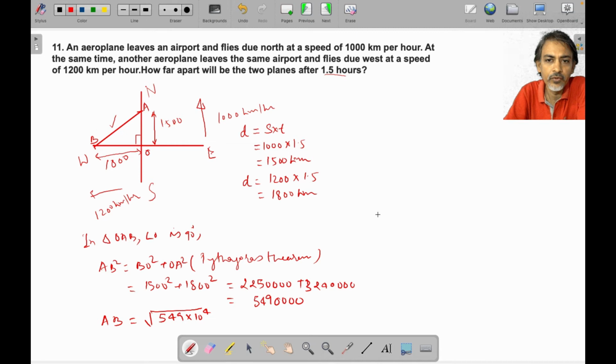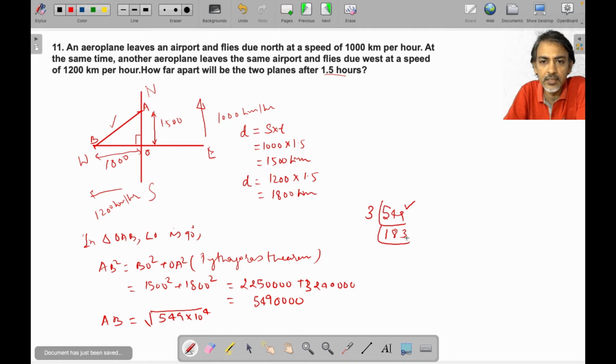Now look at 549. Can we factorize 549? Let's see. Since the last digit is 9, it will be divisible by 3. So let's write 3, and 183. Then again the last digit is 3, so it will be divisible by 3: 3 times 61 is 183. Now this number cannot be divided further. So we can write 3 square into 10 to the power 4 into 61.